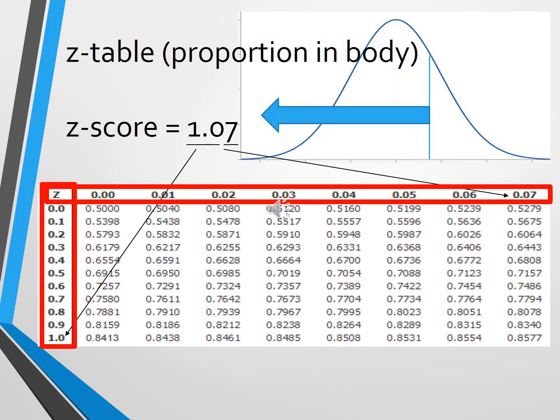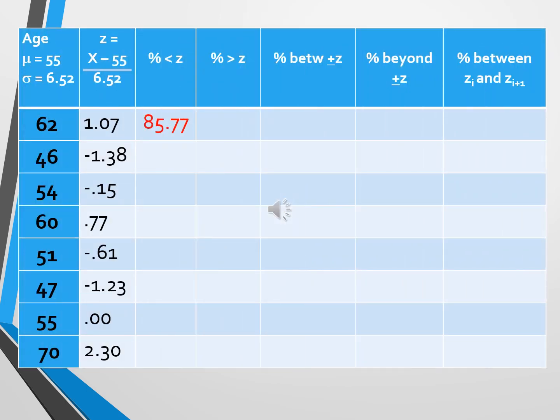So for a Z-score of 1.07, we find the body of the distribution has 85.77% of the scores. We took the proportion 0.8577 and moved the decimal over 2 spaces, or multiplied by 100, to get that 85.77%. For a Z-score of 1.07, a positive Z-score, the body is to the left of the Z-score. And so we found the area to the left of the Z-score, or the area below Z. And we can start filling in this table. It looks like next we need to look for the area above Z.